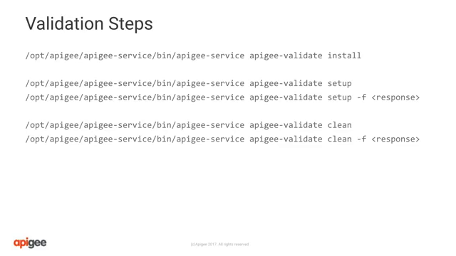To clean up the configuration that the validation script created, run apigee-service apigee-validate clean. Enter the sysadmin password and follow the prompts. The clean action can also be run with a response file as input, if desired.